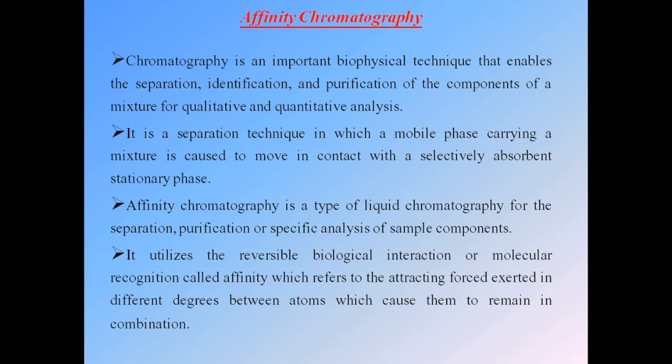Ligand: calmodulin, target molecule: calmodulin binding partner. Ligand: glutathione, target molecule: GST fusion protein. Ligand: protein A and G, target molecule: immunoglobulins. Ligand: metal ions, target molecule: polyhistidine fusion protein.